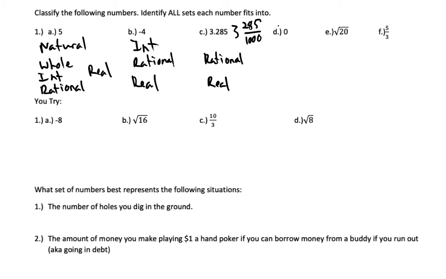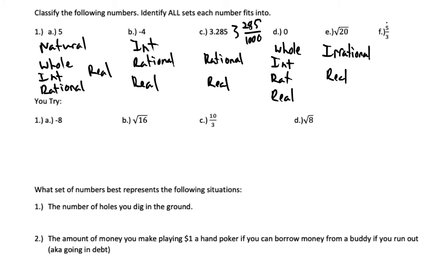Right, 0, the smallest group it belongs to is the whole numbers. The whole numbers were all the counting numbers and 0. And if it's a whole number, that means it's an integer, which means it's rational, which means it's real. What about the square root of 20? Well, the square root of anything that's not a perfect square will be irrational. It will be a decimal that never ends. And if something's irrational, we know it's also real.